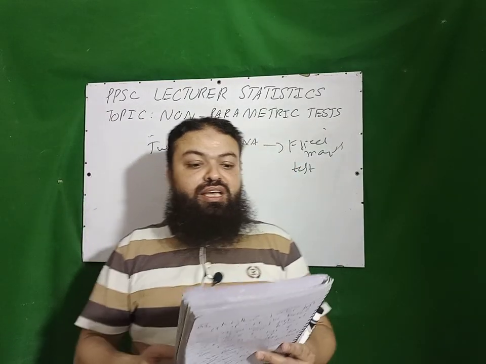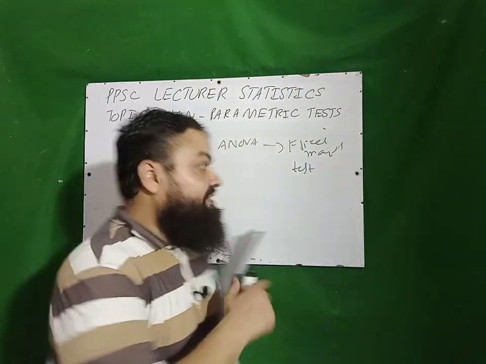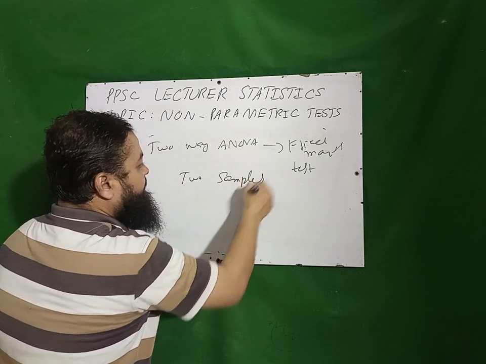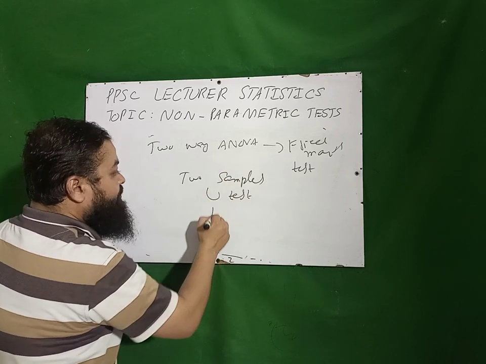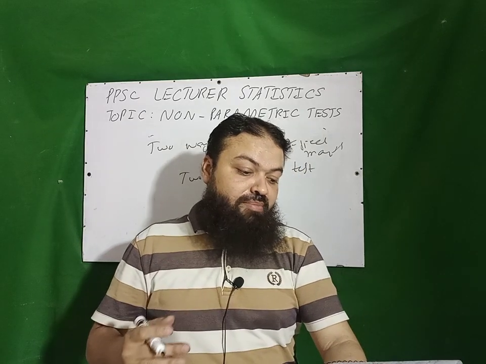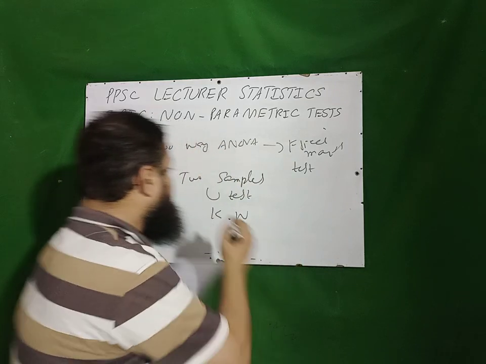Next question is, Kruskal-Wallis test is a generalization of Mann-Whitney U-test. As I told you, for 2 samples we use Mann-Whitney U-test, and for more than 2 samples, we use Kruskal-Wallis H-test, and it was developed by W. H. Kruskal and W. Allen Wallis in 1952.